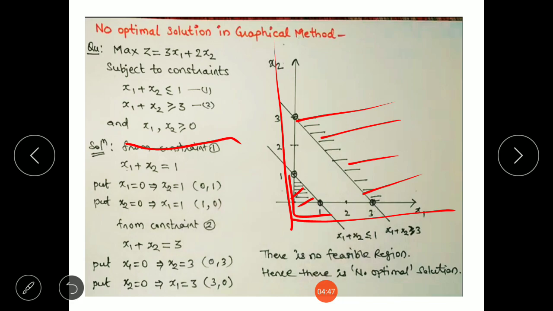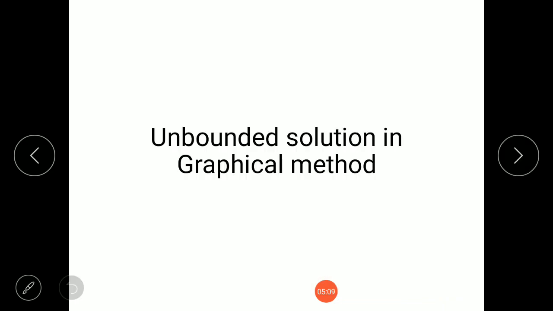Whenever we get shaded areas which are not overlapping, this means the linear programming problem has no feasible solution, because we are not getting any feasible area, any overlapping area. So this type of problem will not have any feasible solution. So this is a no optimal solution type linear programming problem.